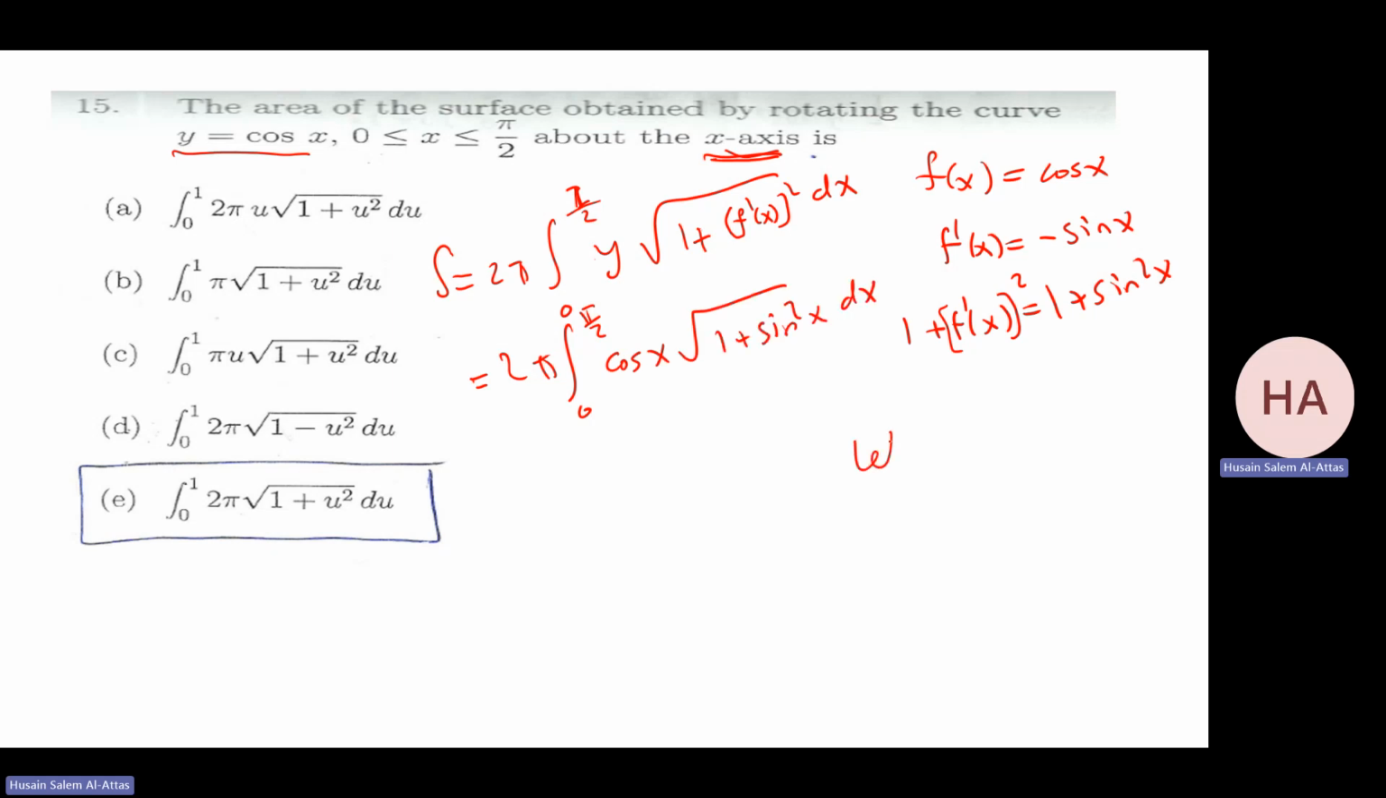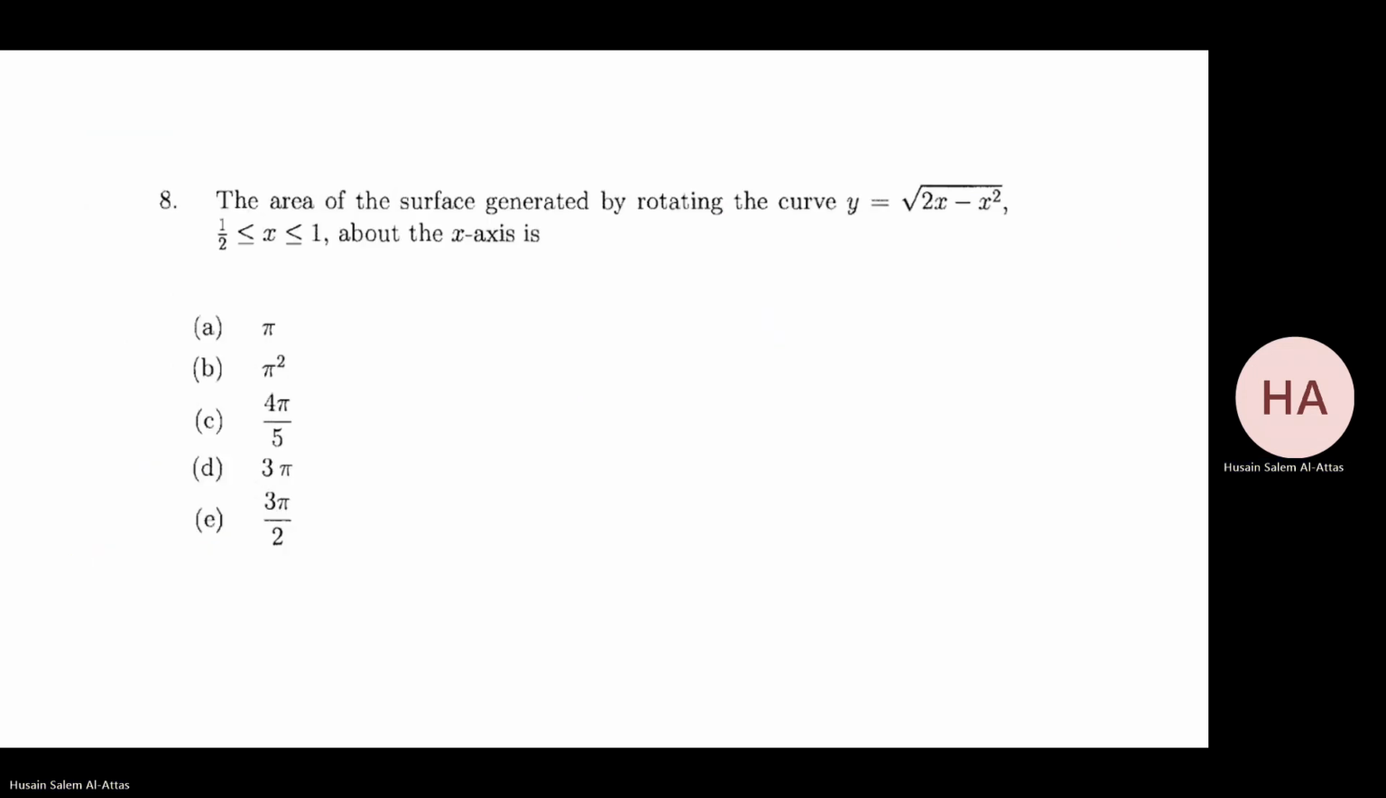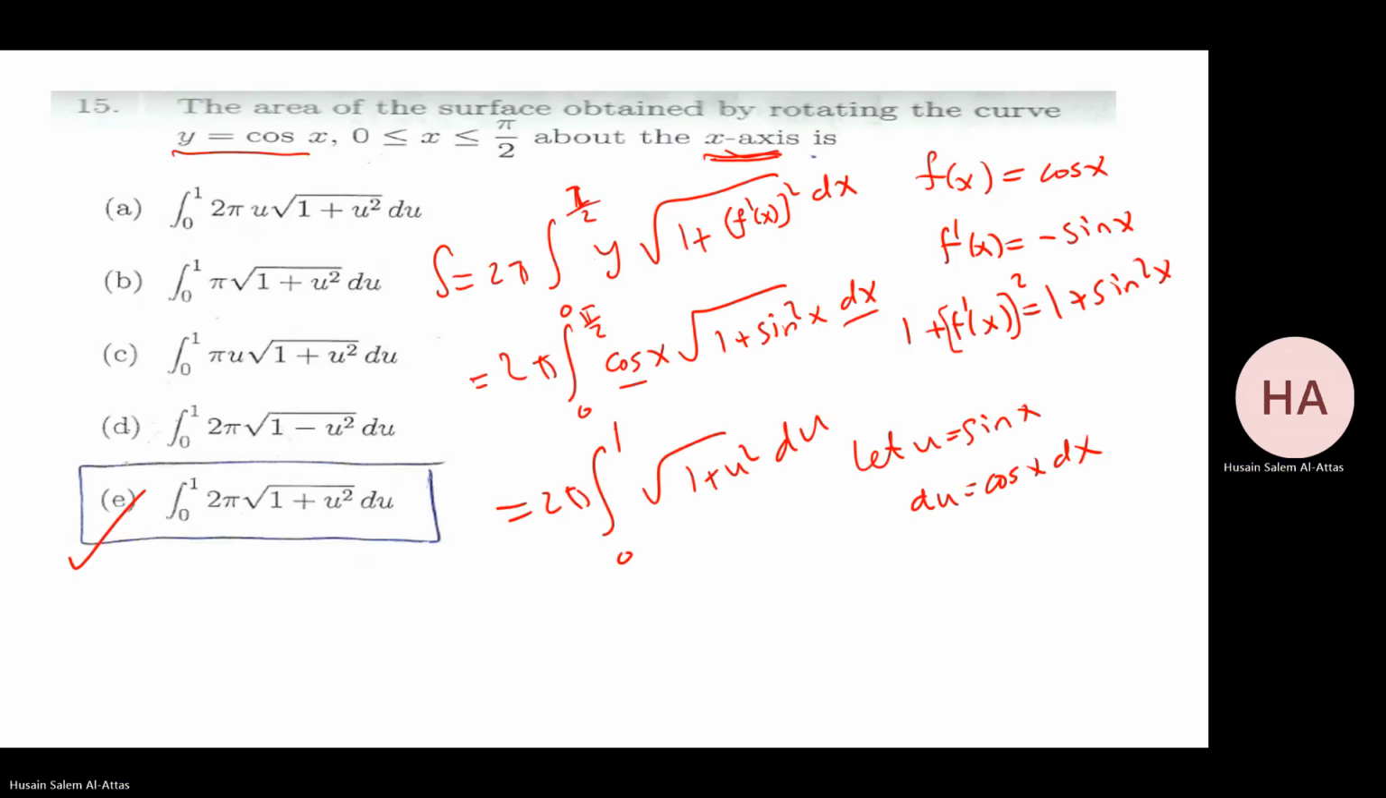Now we let u equal sine x, du will be cosine x dx. And that gives me 2 pi from 0 to 1, the square root of 1 plus u squared du. What is this one? Yeah, I did this.